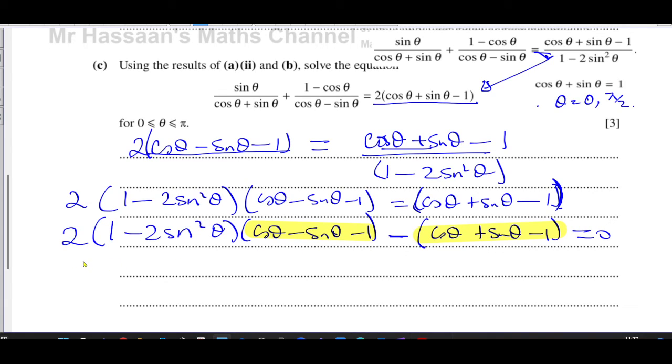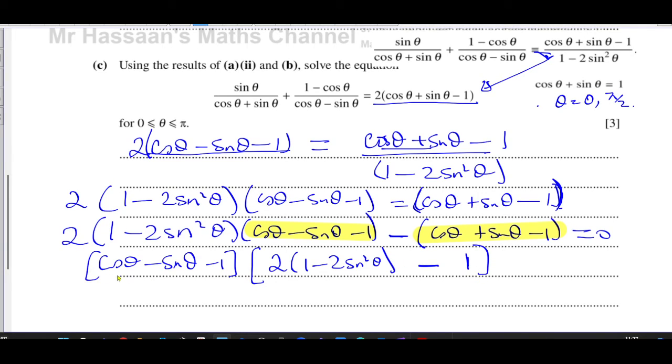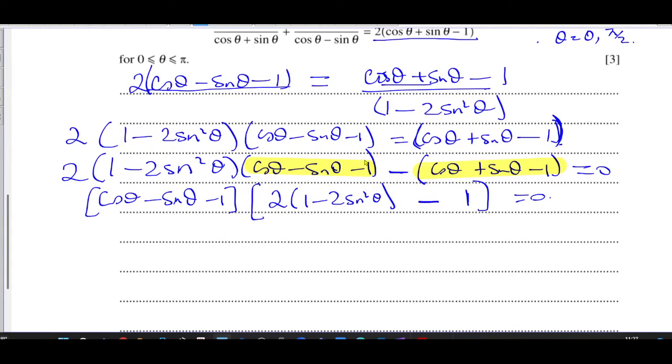So what I'm going to do now is I'm going to take as a common factor this cosine theta minus sine theta minus 1. And on this side, I'm going to have 2 times (1 minus 2 sine squared theta), and I have minus 1. Why? Because this times this will give me exactly that, and this times minus 1 is going to give me that. And that's equal to 0. Now I can use the zero product property. That's supposed to be a plus there, by the way.